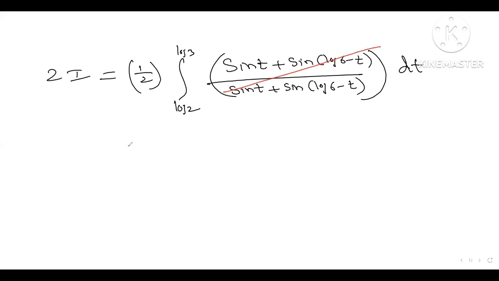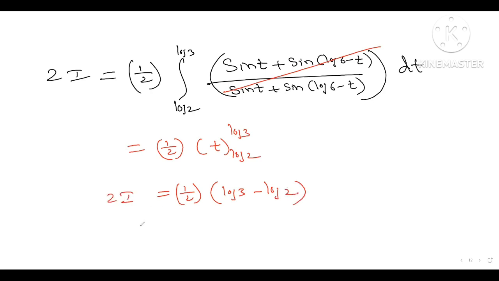What we get here, 1 by 2 times of 1 dt. 1 dt is t, limits log 3 to log 2. So 1 by 2 times of, in the place of t, write first upper limit, after that lower limit. 2I is equal to 1 by 2 times of log 3 minus log 2. We get log a by b, log 3 by 2. So what we get, answer 1 by 4 log 3 by 2.